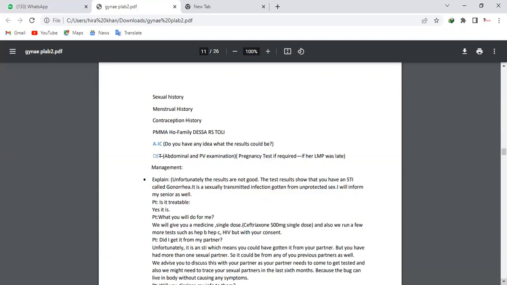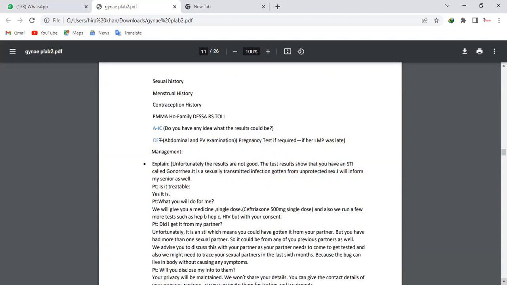Then I'll discuss it with my senior as well. She will ask, is it treatable? Yes, the good news is it is treatable. What will you do for me? Well, what we are going to do is start you on a medicine that is a single dose. And we also need to run a few more tests on you, but with your consent. We think we need to do some screening for hepatitis B, C, and HIV as well. Are you okay with that?